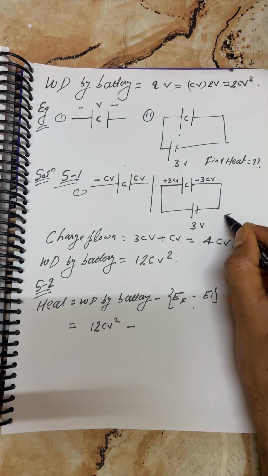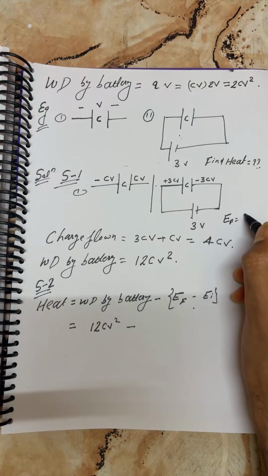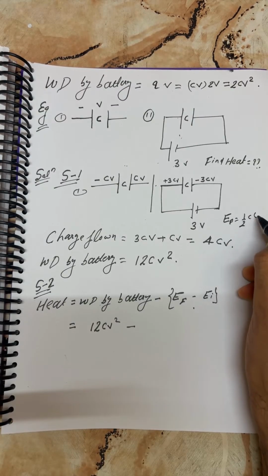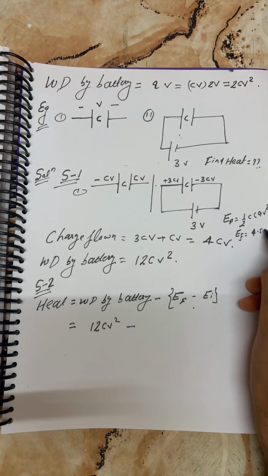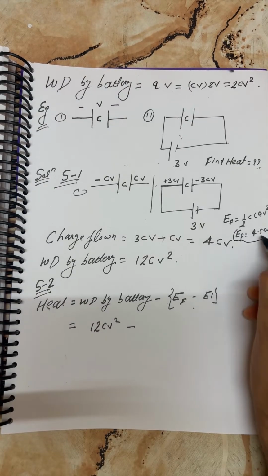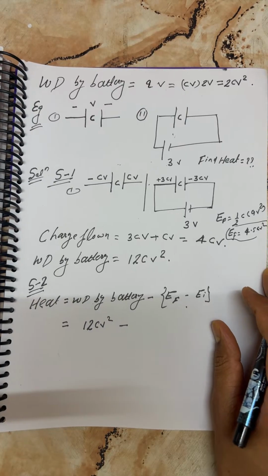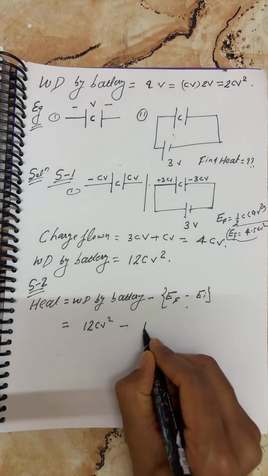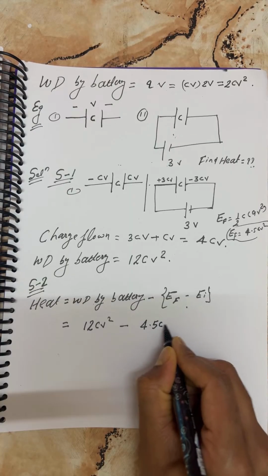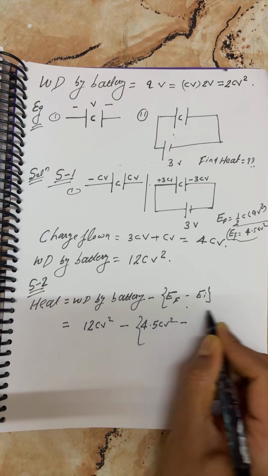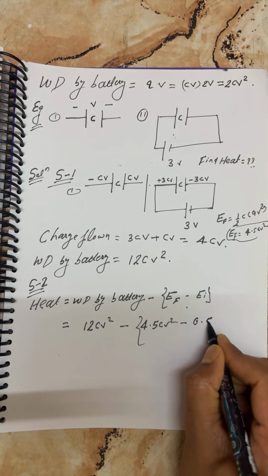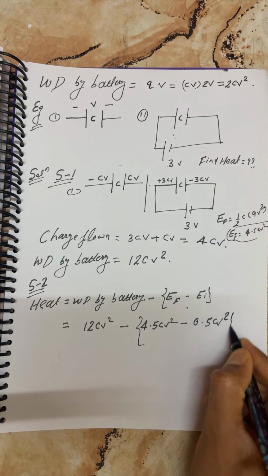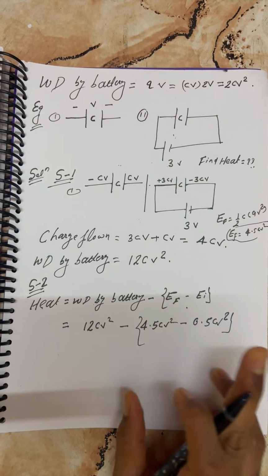Beta, we can write over here only. So energy final, you can say half C into 9 V square. So energy final, you can say beta 4.5 CV square. And what is the energy initial here? CV square only. 0.5 CV square. My bad, my student. So you can see 4.5 minus 0.5, 4 only beta.